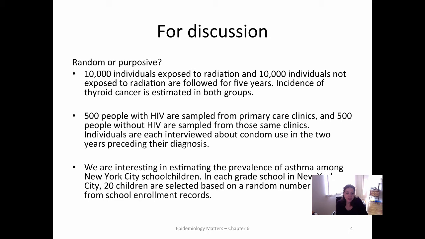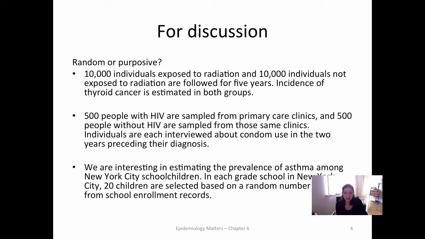Second, we have 500 people with HIV that are sampled from primary care clinics and 500 people without HIV which are sampled from those same clinics. Individuals are each interviewed about condom use in the 2 years preceding their diagnosis. Is this random or is this purposive? Again, this is a purposive sample.